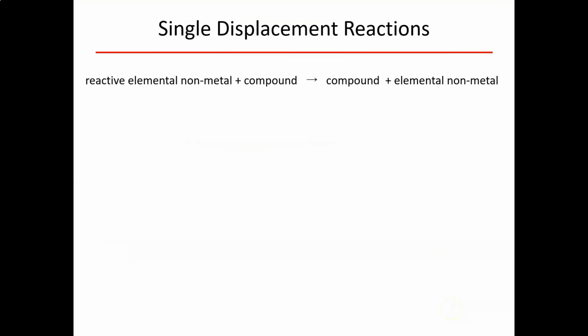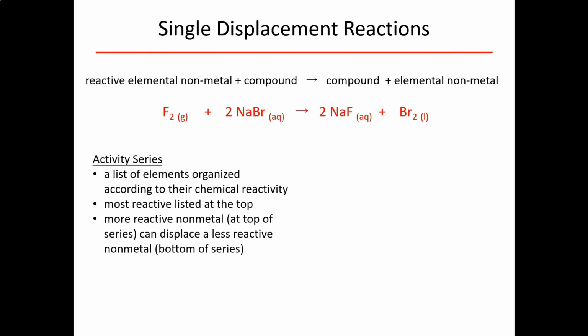We can also have a single displacement reaction involving elemental nonmetals, and they would displace the nonmetal. And so here we have an example. And just like we had an activity series for our metals, we also have one for our nonmetals. And likewise, a nonmetal at the top of the series can displace a nonmetal near the bottom.